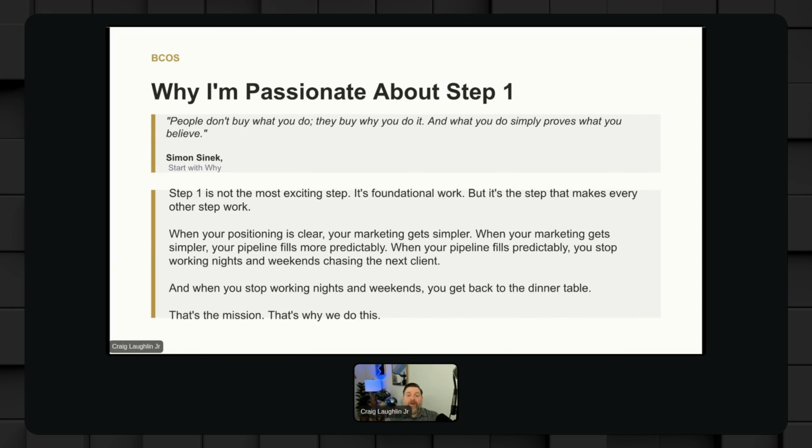Step 1 matters to me because it's the clear first domino. When your positioning is clear, your marketing gets simpler. When your marketing gets simpler, your pipeline fills more predictably. When your pipeline fills predictably, you stop working nights and weekends chasing the next client. And when that happens, you get something back that no amount of revenue can buy. You get back to the dinner table with your family.